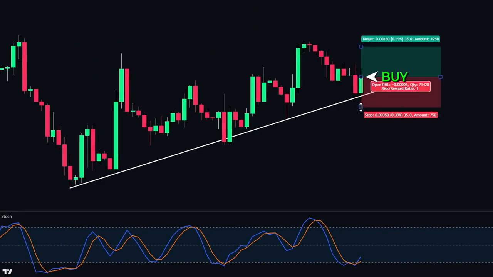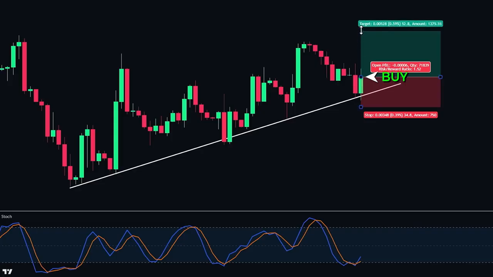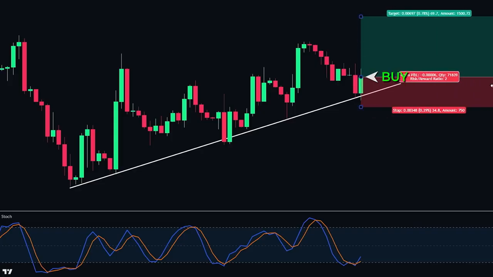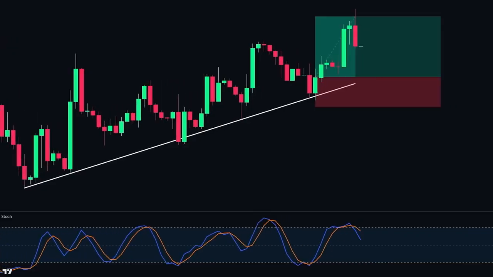For the risk management, we set our stop loss slightly below the swing low in this area. And for take profit, we target 2 times the size of our stop loss. And as you can see, price bounced, hitting our take profit. So the key to this strategy is simply using stochastic as extra confirmation for our trade, so that we don't blindly enter trades when price touches the trend line.